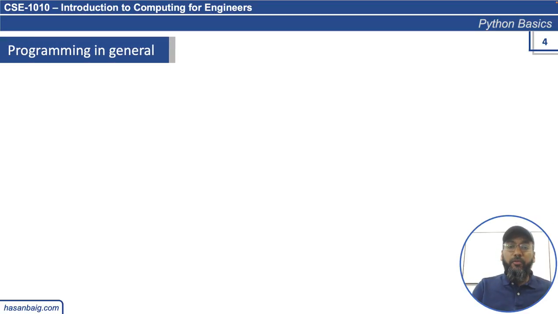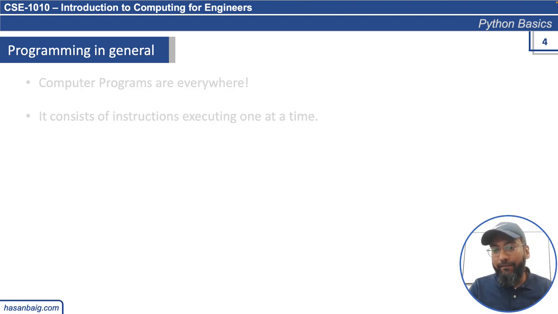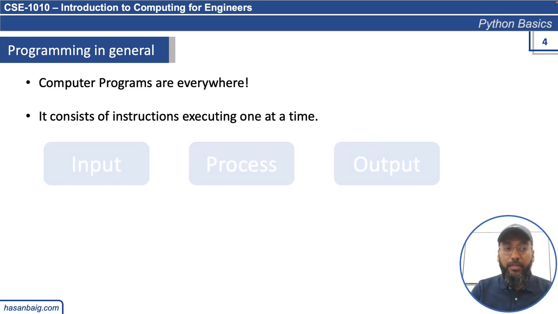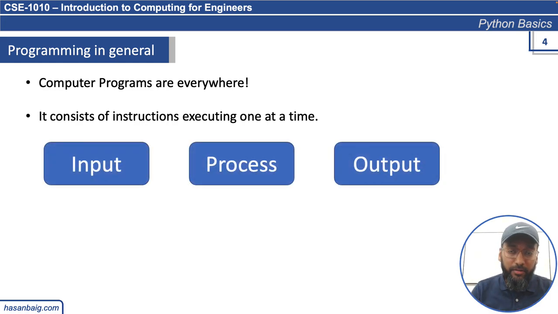Computer programs are abundant in many people's lives. They are everywhere, carrying out applications on smartphones, tablets, and laptops, powering businesses like Amazon and Netflix, helping cars drive, planes fly, and much more. A computer program consists of instructions, as we discussed last time, executing one at a time. A basic program would have three components: the input, the process, and the output.